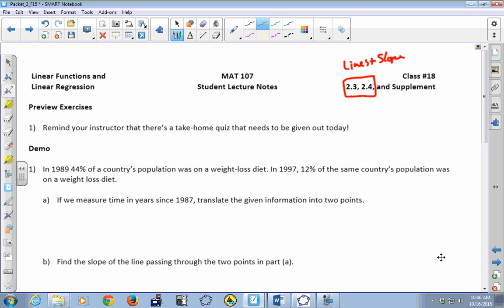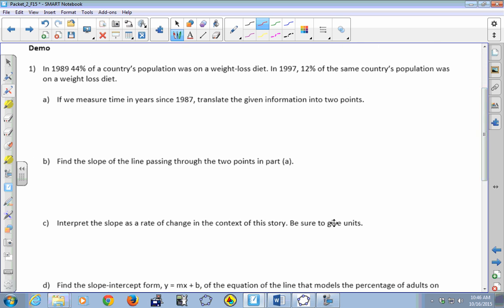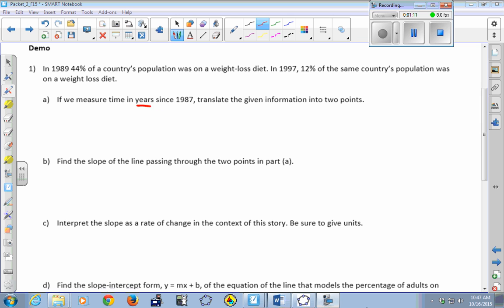And Joshua, you want to read us number 1, please? In 1989, 44% was on a weight loss diet. In 1990, if we measured time in years since 1987, so that's how we're defining one of our variables, it's going to be the number of years since 1987. We're kind of used to this by now. Translate the given information into 2 points.